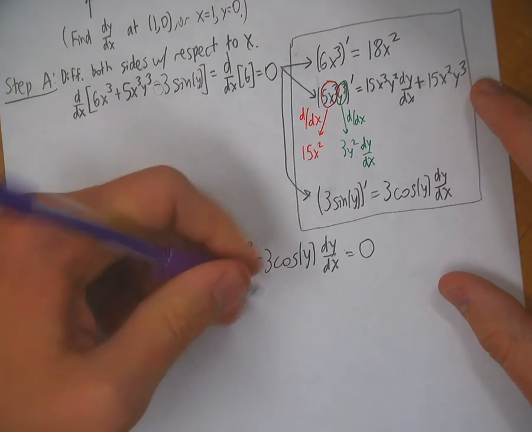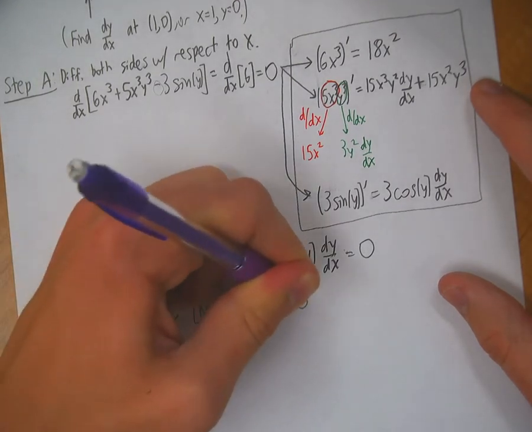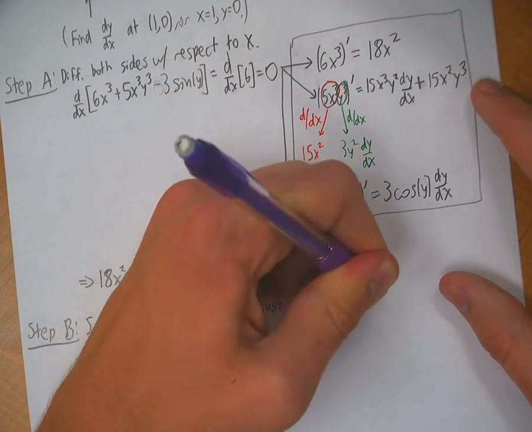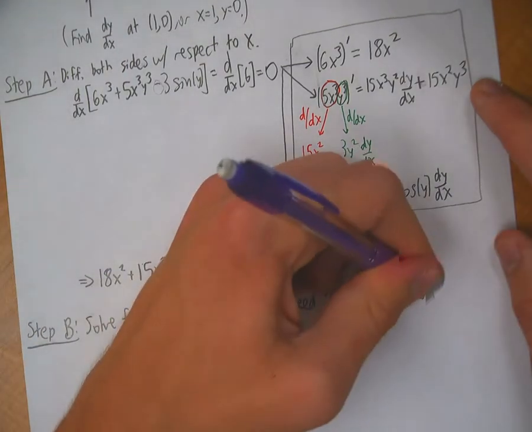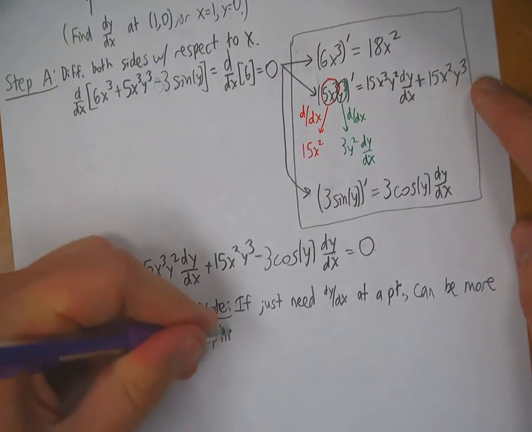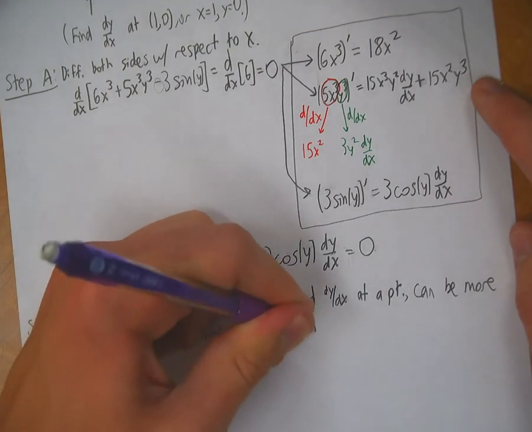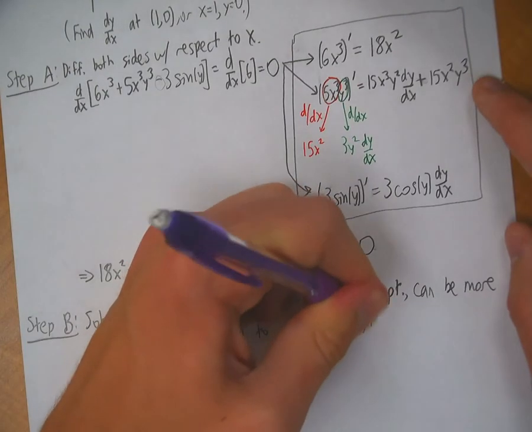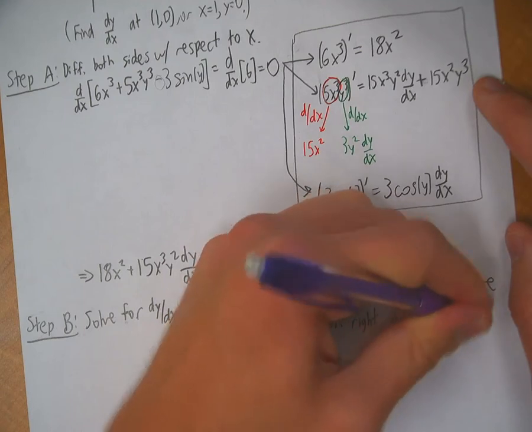So notes: if you just need dy over dx at a point, it can be more optimal to plug in points right after step A.